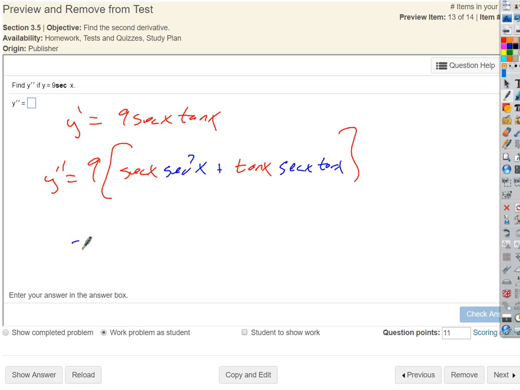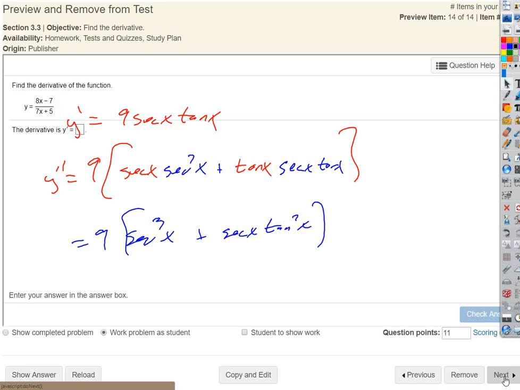So what do we end up getting then? 9 times secant cubed x plus secant x tangent squared x. Now, did they want you to go further with that? They want you to distribute the 9. Okay, yeah, they want you to distribute the 9, but then leaving it like that was okay? Yes. Okay, all right. And then the last one possible, that's no big deal. It's just quotient rule, right? Okay? So that's it. That's the test.